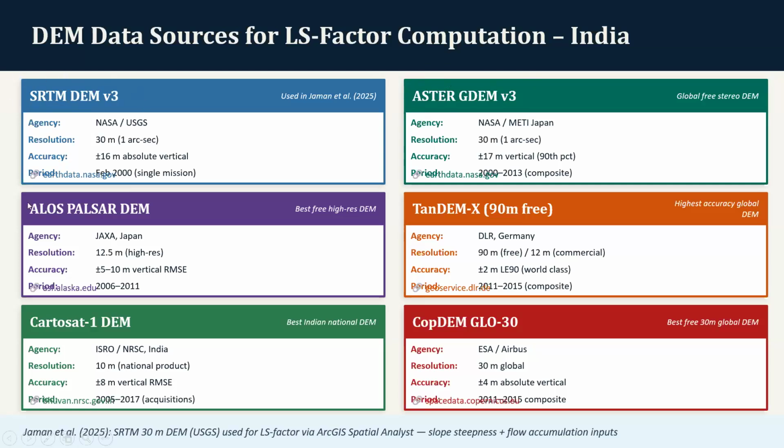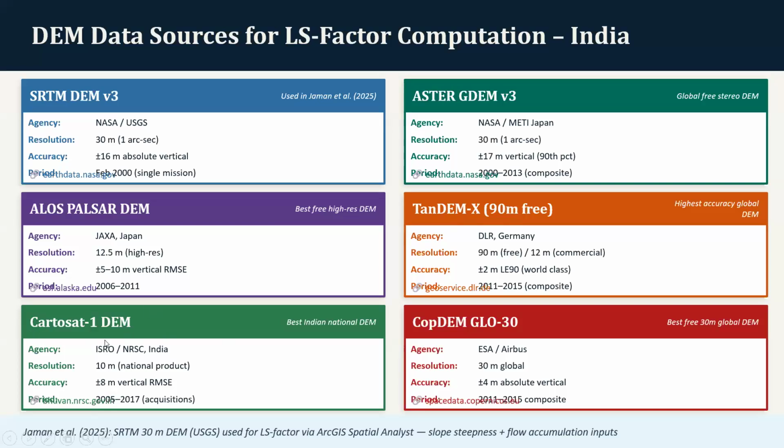Then we also have Alos Palsar by Japan, and this is the highest resolution, 12.5-meter resolution. Then we have others like Tandem, but this is 90 meter, not required for us. Also, we have the Indian satellite known as Cartosat.